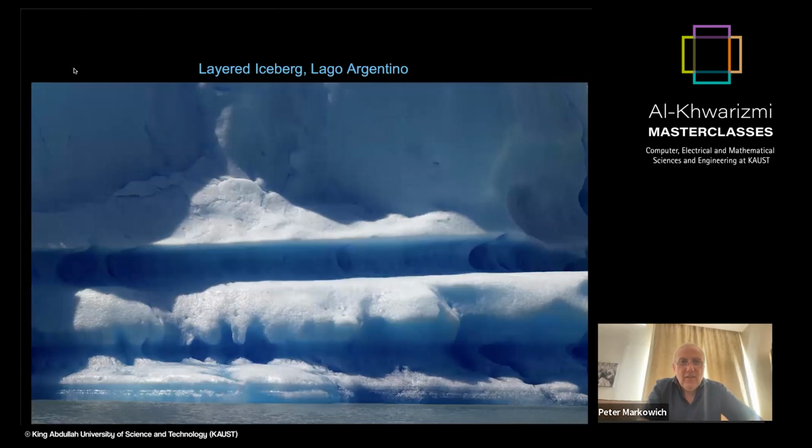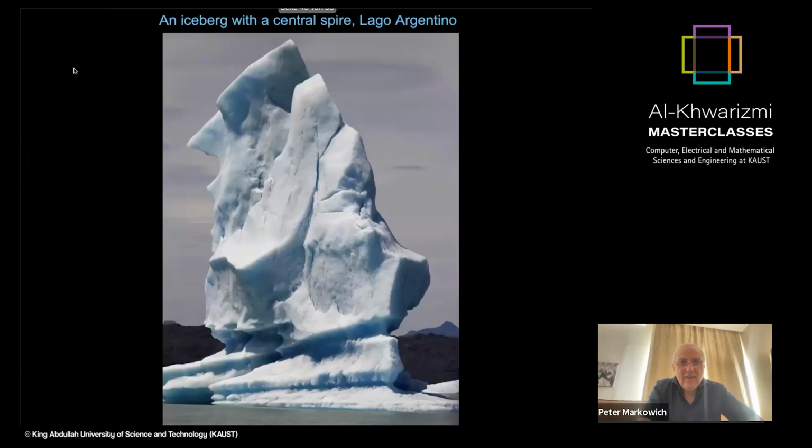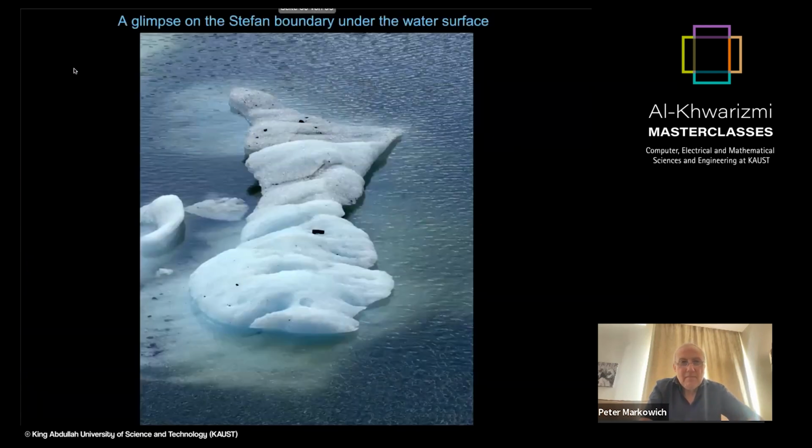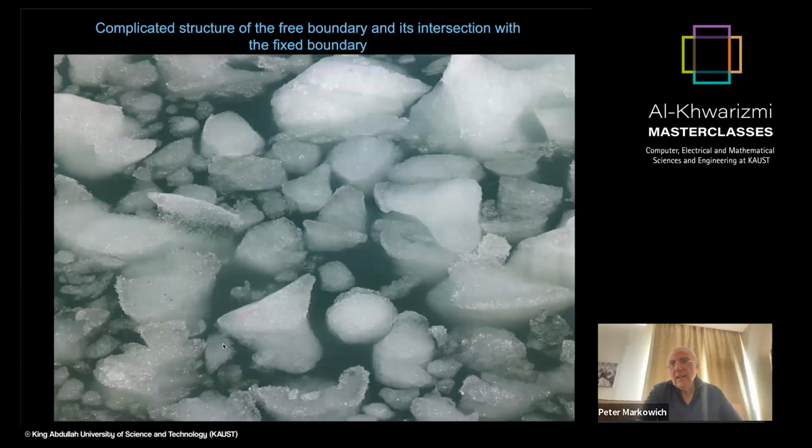Okay, and here you see a few icebergs. And those are really spectacular ones. And here you see a picture of the Stefan boundary, which lies under the water surface, or the part of the Stefan boundary that lies under the water surface. You see that you can have very, very complicated geometry in free boundaries, of course, right?